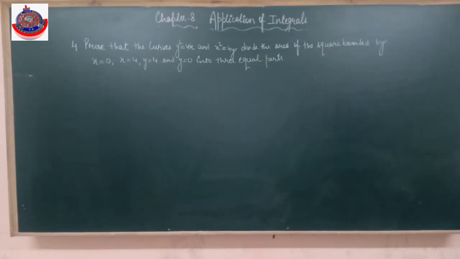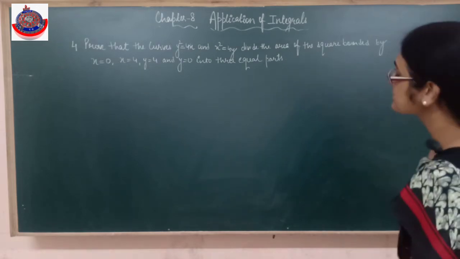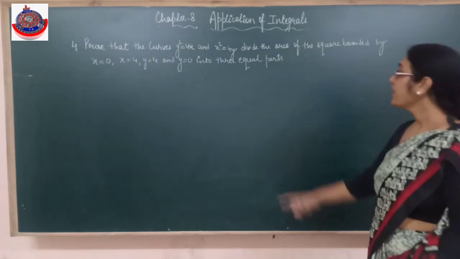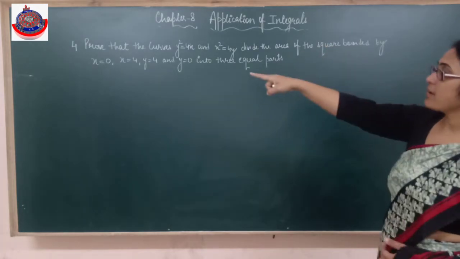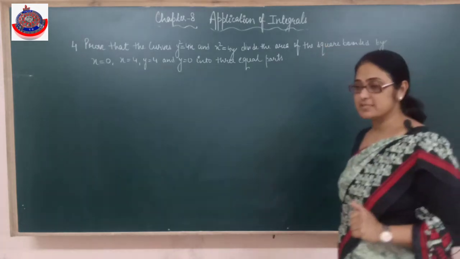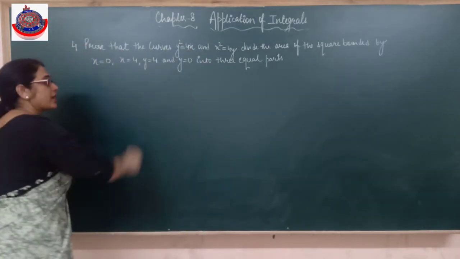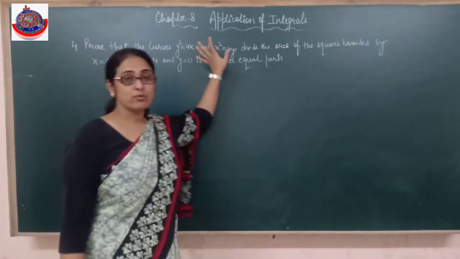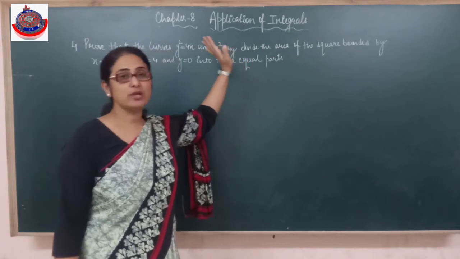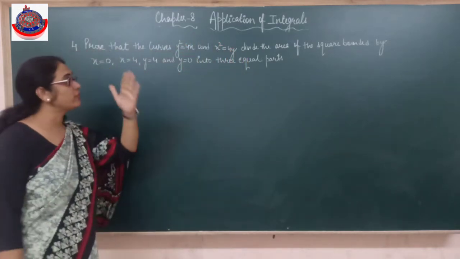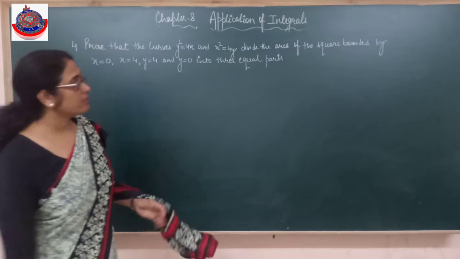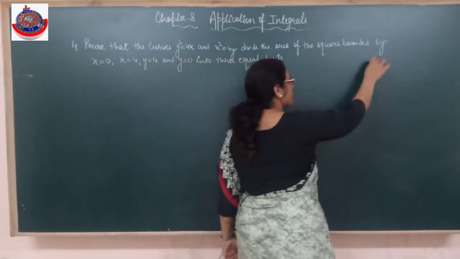Let's see this fourth one. Prove that the curves y square equals 4x and x square equals 4y divide the area of the square bounded by these lines into 3 equal parts. That means there is a square made by these 4 lines and these 2 parabolas. By now you know it's the equation of a parabola. One is towards the right, one is upward. They divide it into 3 equal parts. Let's make the diagram, then things will be more clear.